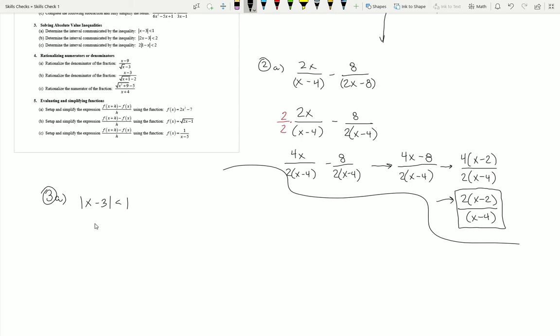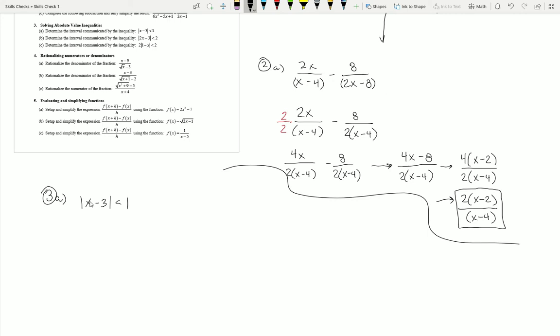So for example, if I tried certain values of x, maybe say I tried the value 0, I would see that if I plug 0 in for x, this left side of the inequality would become the absolute value of negative 3, which is 3. And then it would say 3 is smaller than 1. Well, that's clearly false. 3 is not smaller than 1. So 0 is not a good value for x. It doesn't make the statement true.